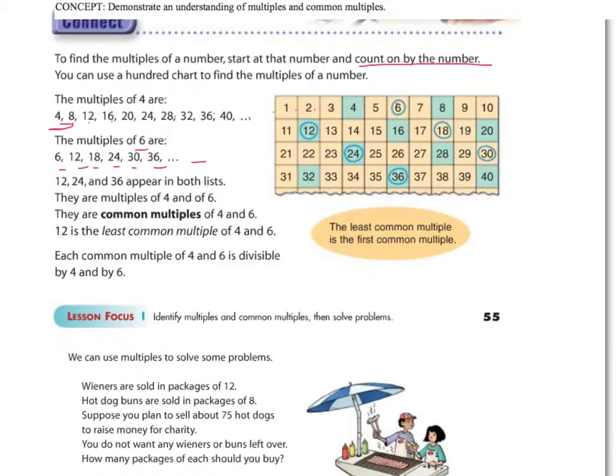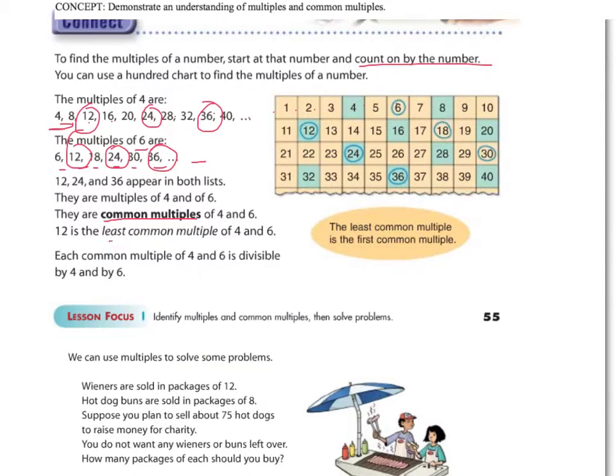When we look at these two lists of numbers and find the ones that are common, that are the same, they become our common multiples. So 12 is common between those two, 24 is common between those two, and 36 is common between those two. We call those common multiples. They are common between the two.